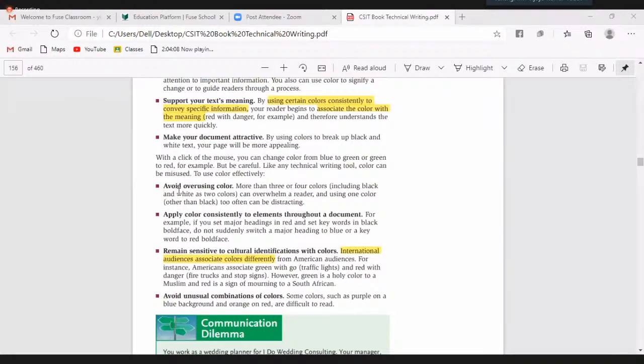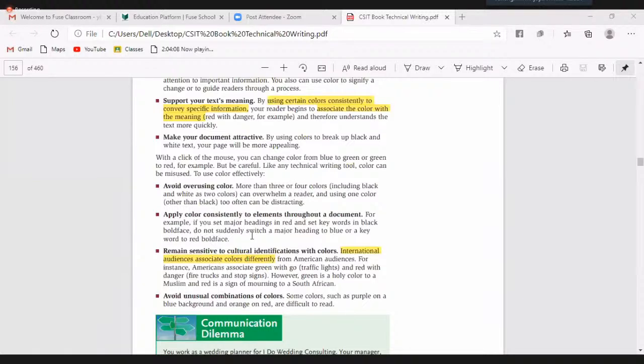Then another is avoid overusing color. Don't overuse color. So here, what is given? More than 3 or 4 colors can overwhelm a reader, and using one color other than black too often can be distracting. If you use more colors, then the readers will be confused. So that's why select 1 or 2 colors and use them. Okay.